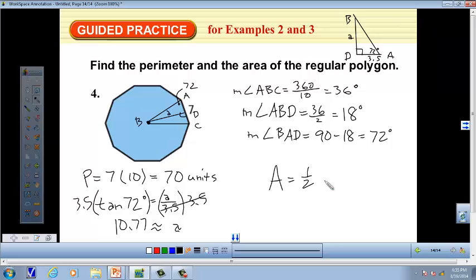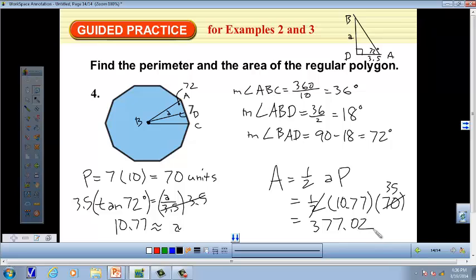Area is equal to 1/2 AP, or in this case 1/2 times 10.77. Don't use 10.77, use what's on your calculator. So what I would do is say half of 70 is 35, and take that answer that's on your calculator and multiply it times 35, and you get 377.02 square units, where the perimeter is 70 and the area is 377.02.